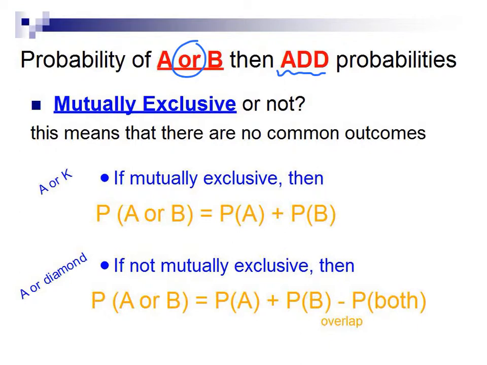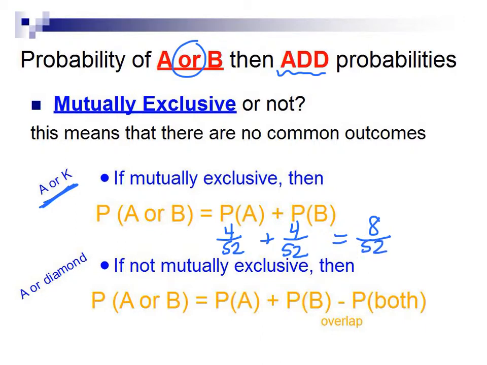So here's what we've got. The first example we did was an ace or a king. These are mutually exclusive. There's no overlap. There's no aces that are also kings. And so that's considered mutually exclusive. And so the probability of A or B would simply be the probability of A, let's say that was the ace, plus the probability of B, we'll say those are the kings. And there's my 8 out of 52 that I got.